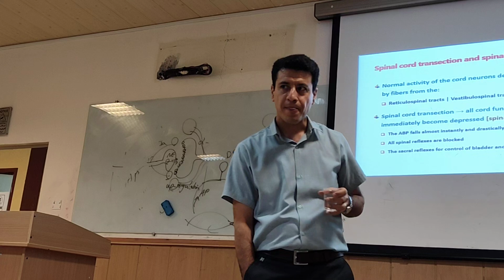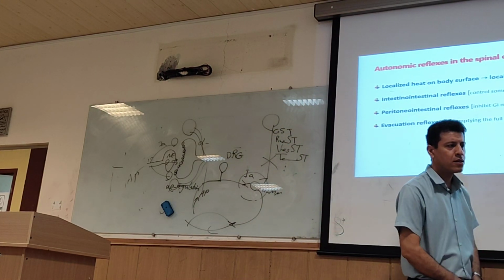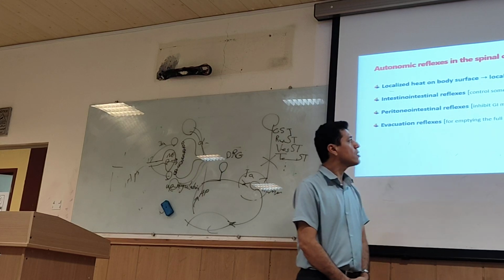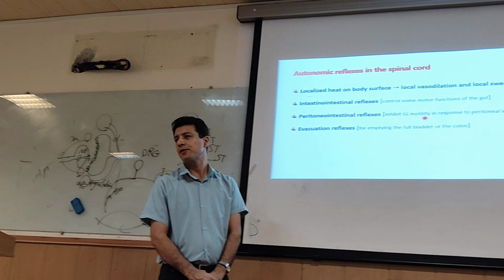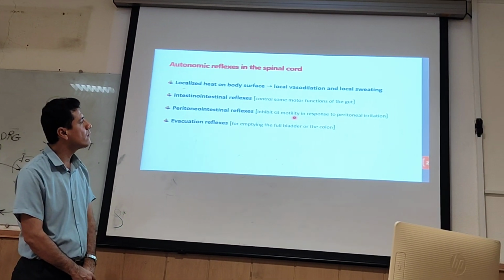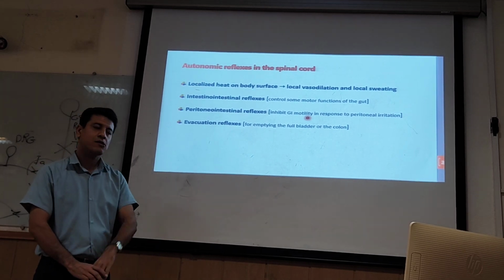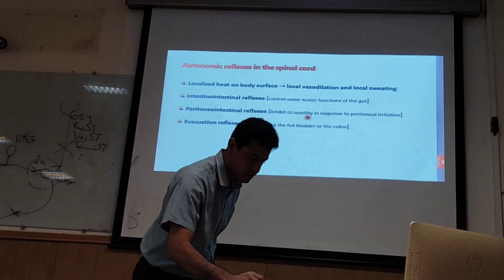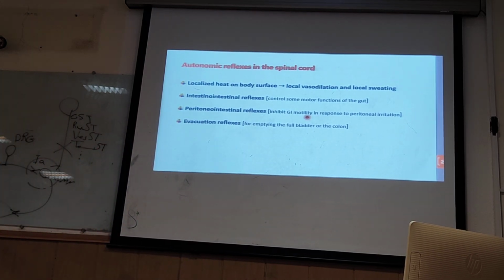What about the slide before? It's skipped? Like we don't have it anymore? This one? Yes. So these are some examples of autonomic reflexes. This is sweating, local vasodilation. So intestinal reflexes. So let's talk about this. You have this in gastrointestinal system, right?